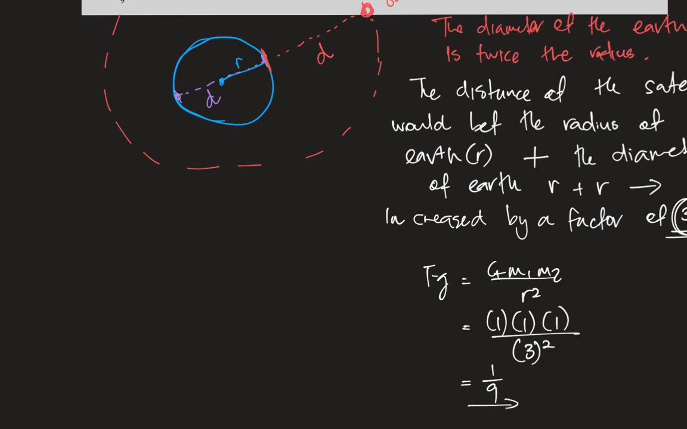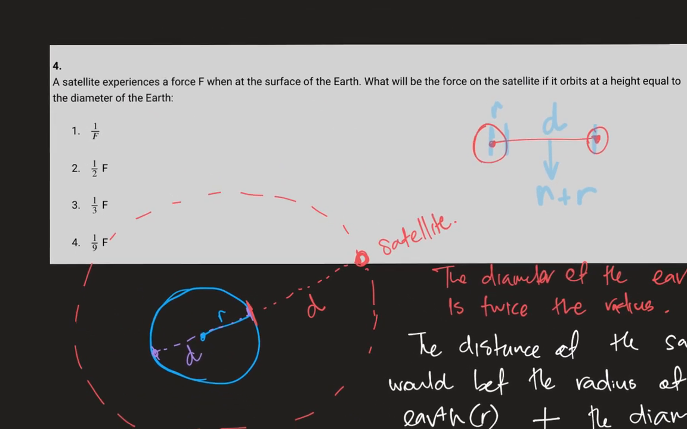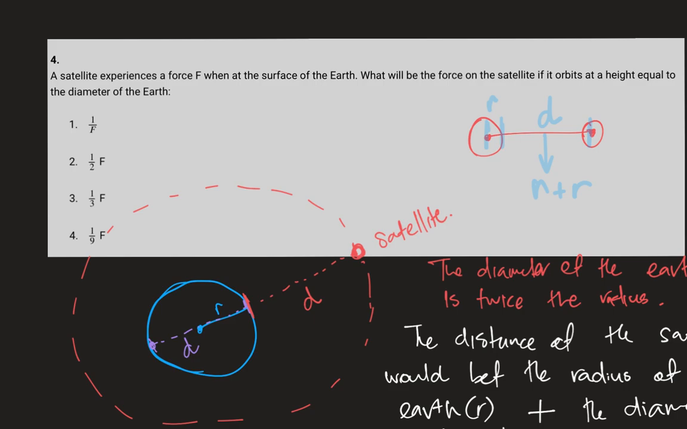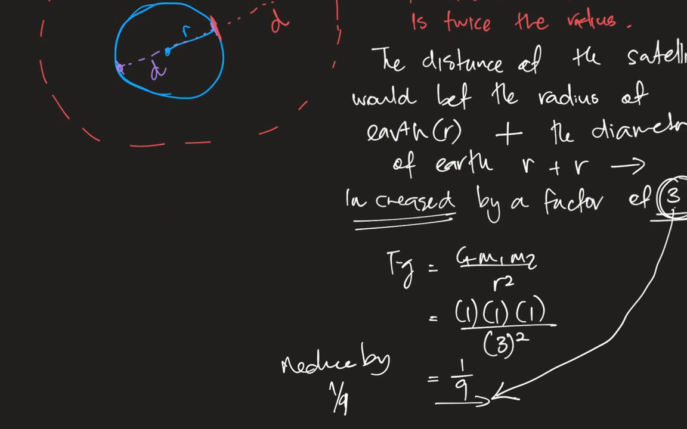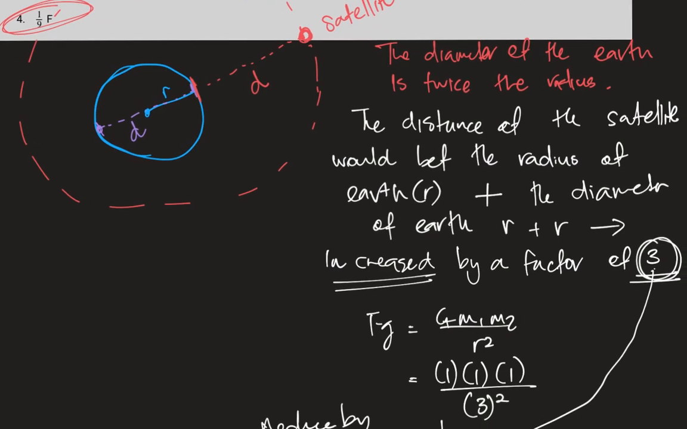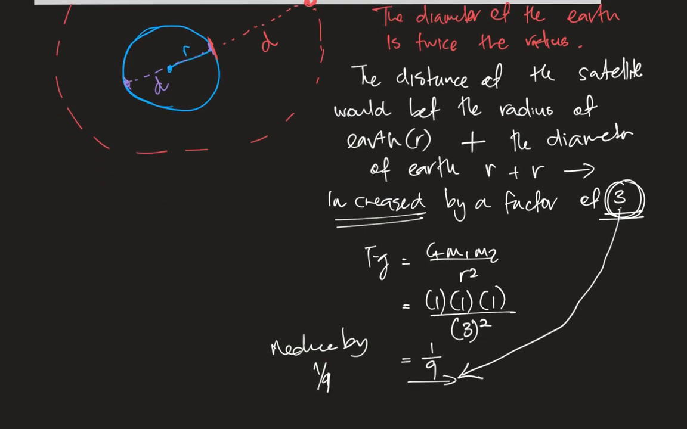So by increasing by a factor of 3, your force is going to be reduced by 1 over 9. So if I go back here to my answers, the only answer I have there that's the correct answer is 1 over 9. So you've got to think. That's why I would strongly recommend that you draw an image, look at what's happening, and substitute your values into the formula. You should get the right answer.